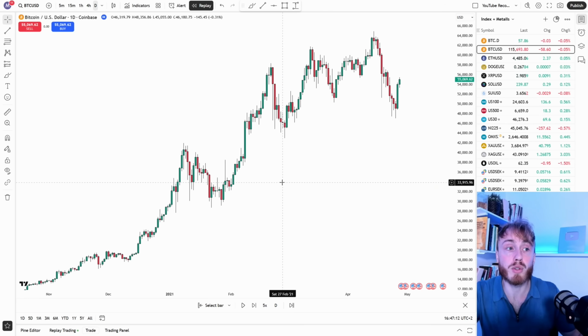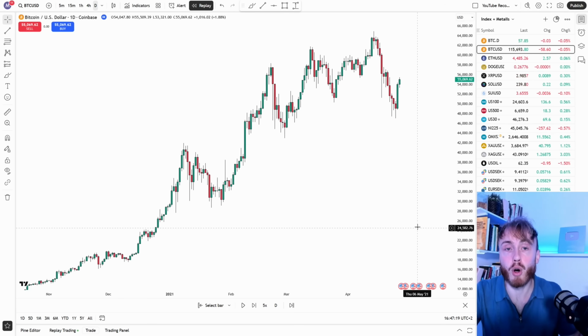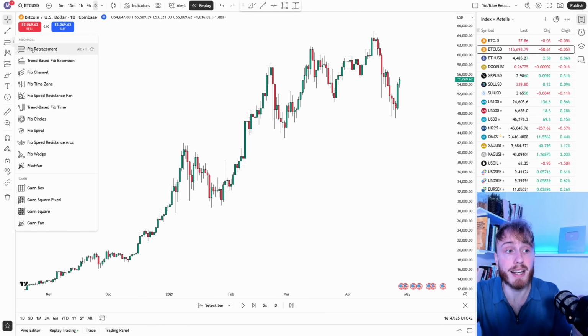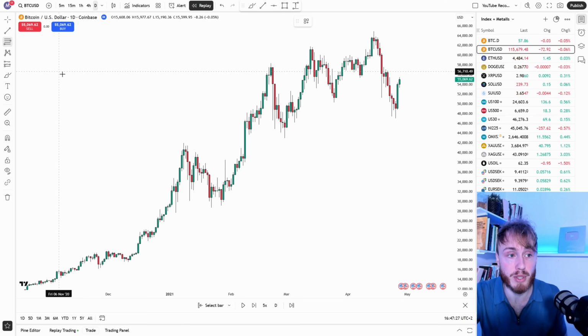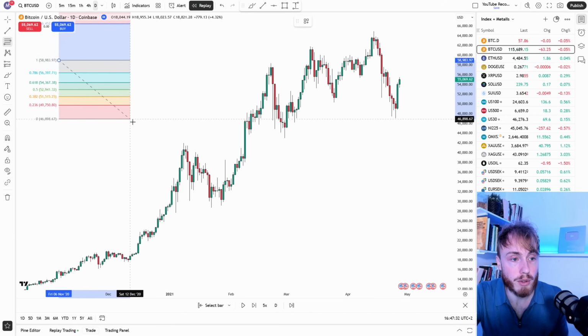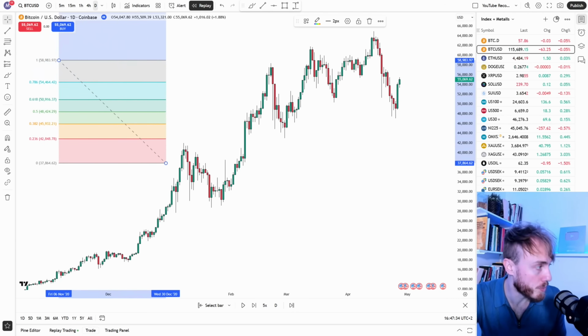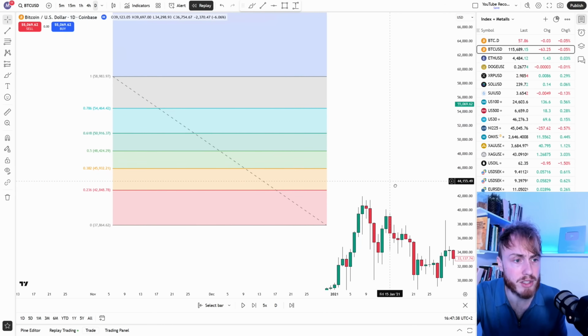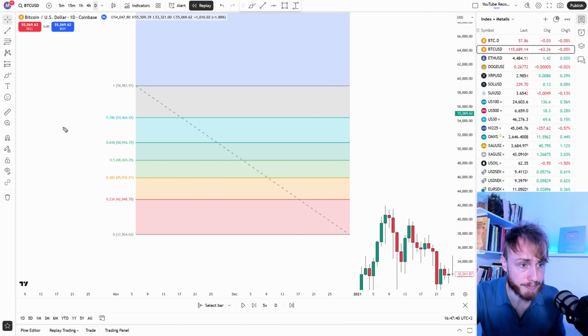But first of all, where do we find the Fibonacci retracement in TradingView? Well, to open up the Fib retracement, you go to right here where it says GAN and Fibonacci tools. You press on the button and then you press right here on Fib retracement. Then what I want you guys to do is to just draw out the Fibonacci on a random spot on the chart, because first and foremost, we need to understand what these numbers mean.